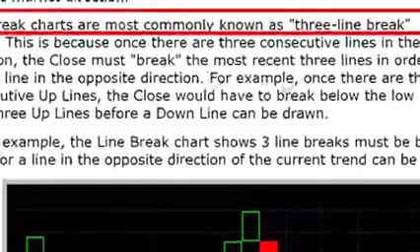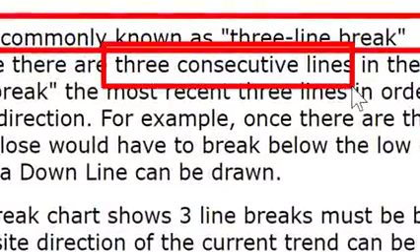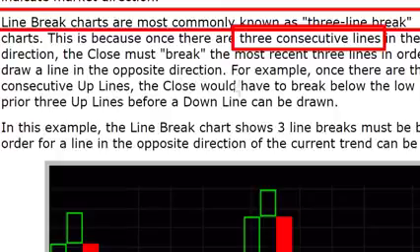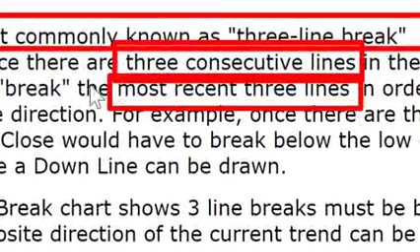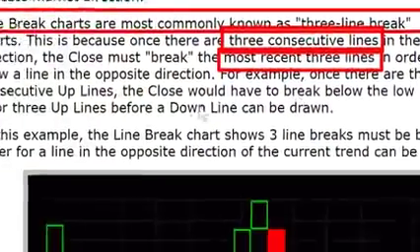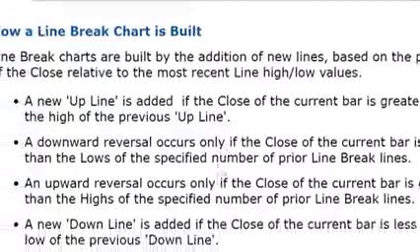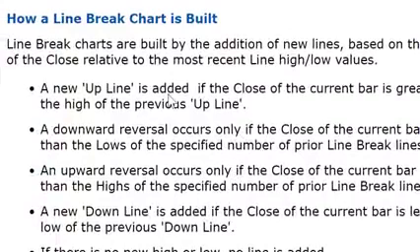This is because once there are 3 consecutive lines in the same direction, the close must break the most recent 3 lines in order to draw a line in the opposite direction. There's an example chart right there. It actually gives a much more detailed description and explanation. So it says how a line break chart is built.